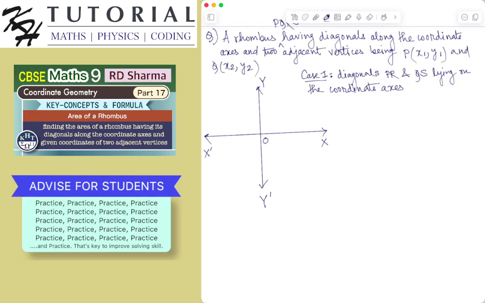So in the first case, let's say the diagonal PR is lying on the x-axis. Without any loss of generality, I am considering the diagonal PR is lying on the x-axis and the other diagonal QS is lying on the y-axis.